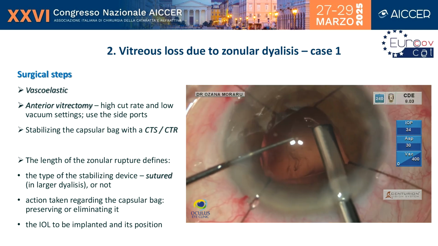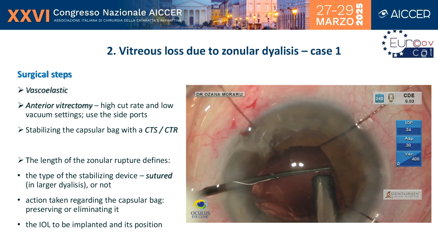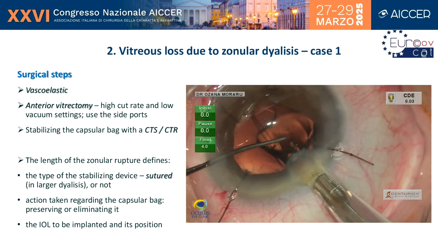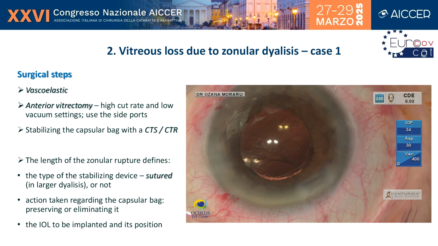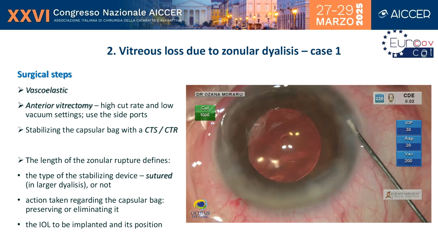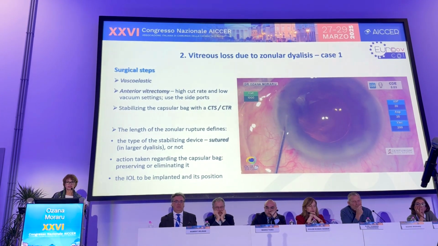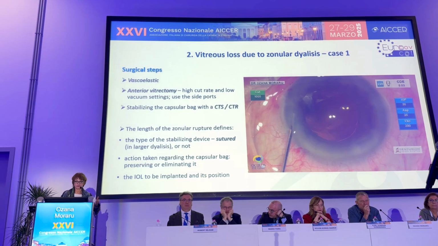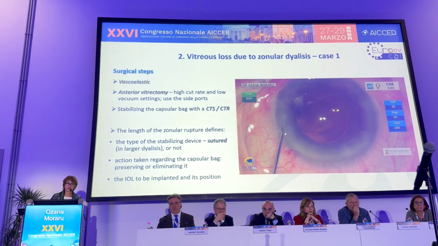When you see this zonular dehiscence, the first thing is to push the dehiscent area with the OVD towards the periphery to stabilize the bag, and inject as much OVD as possible to create space to work further. Working further means finishing the cortex and implanting a CTR. You can choose, like Isabel showed, to put it earlier or later. In this case, because the dialysis was not very large, I prefer to finish the cortex removal because it's easier without a CTR, and to implant a CTR afterwards. It stabilizes my bag, and then I safely implanted an IOL in the bag.